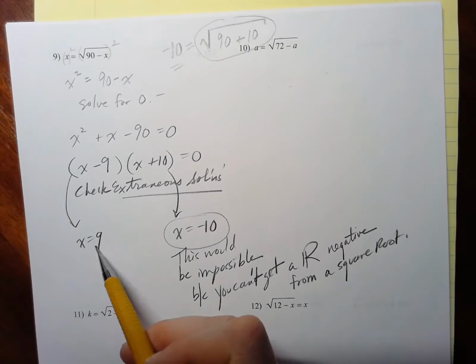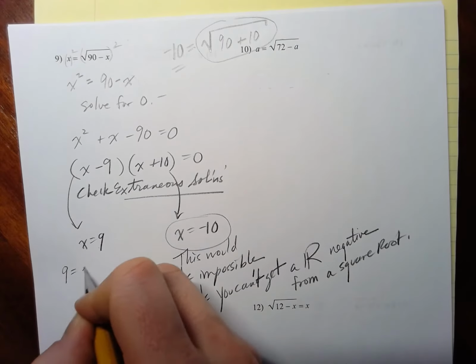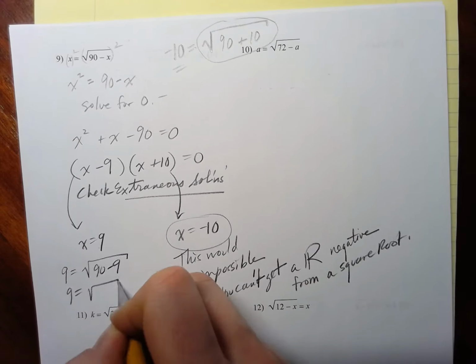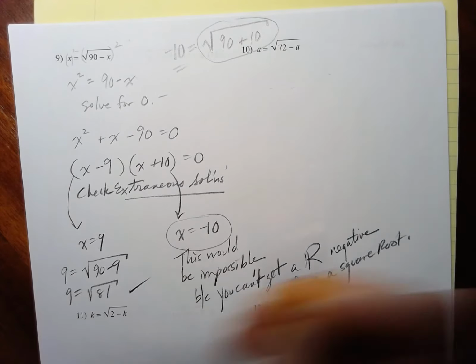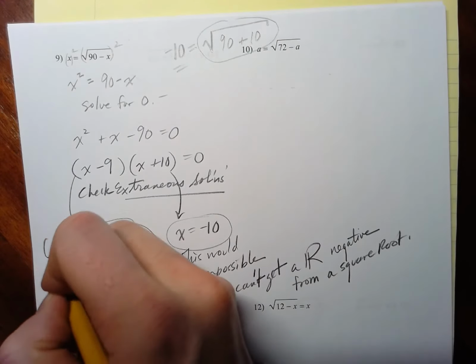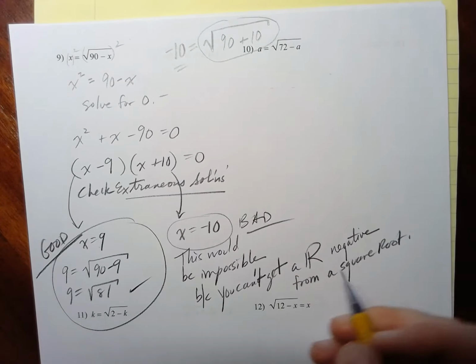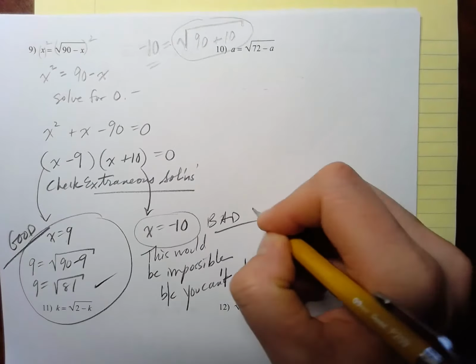If we plug in 9, it does work because 9 equals the square root of 90 minus 9, and as we know, that is the case. So this answer is good. This one is bad. This one does not work. It's what we call an extraneous solution.